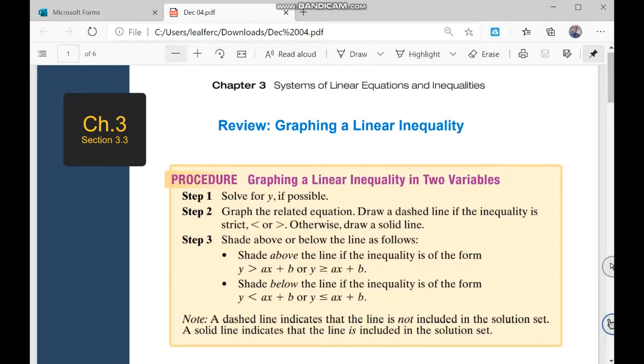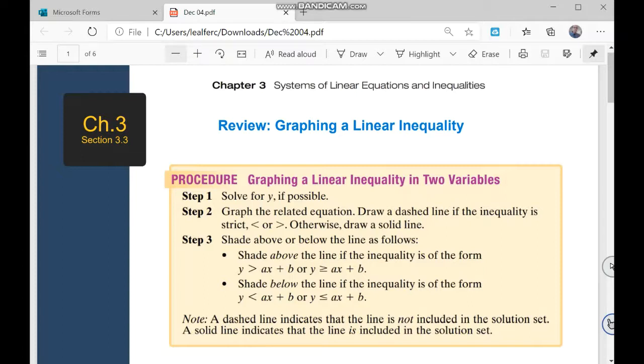Yesterday we learned how to graph linear inequalities in two variables. As usual, here on our math course, we have procedures for everything. And there's a procedure to graph linear inequalities. The step by step is this on the screen. Step number 1, you solve for y, if possible.